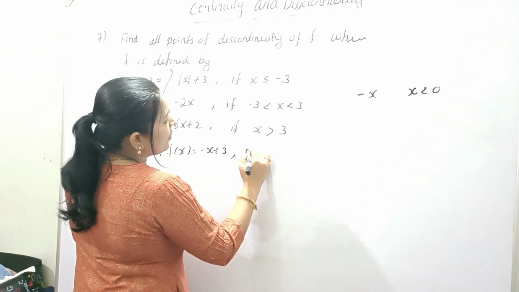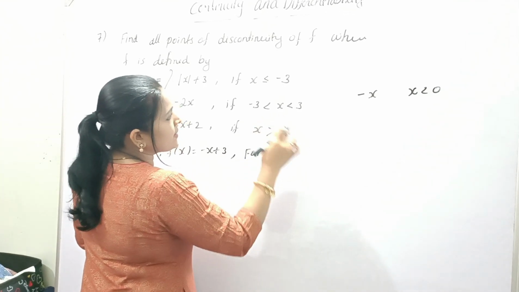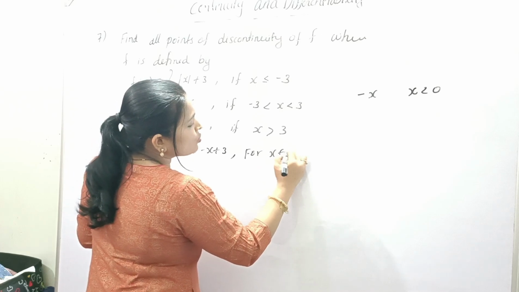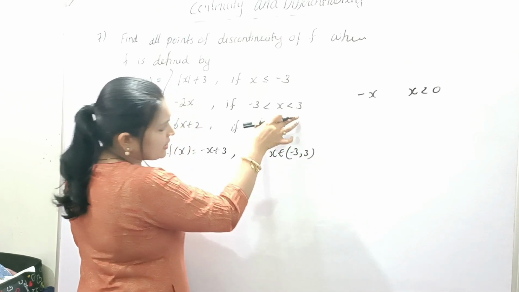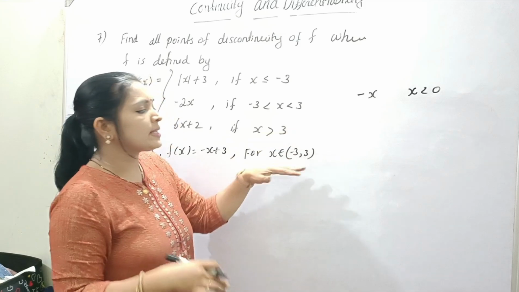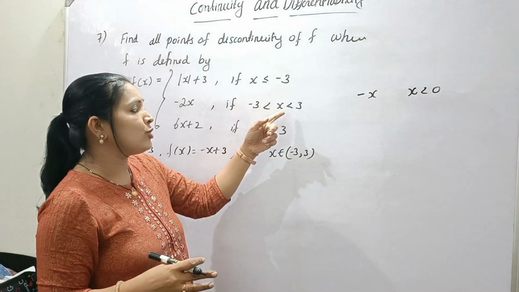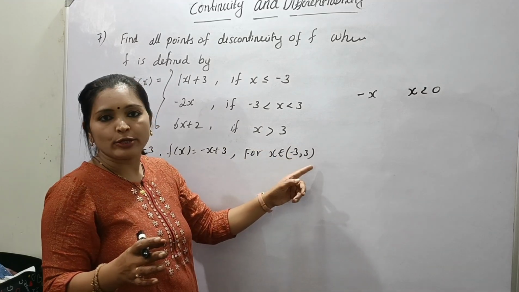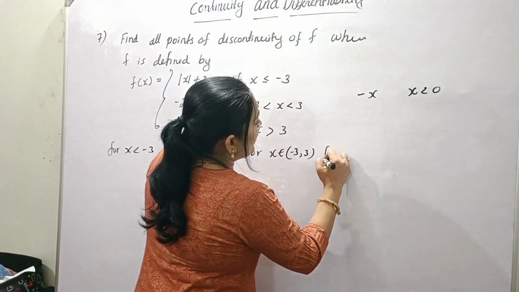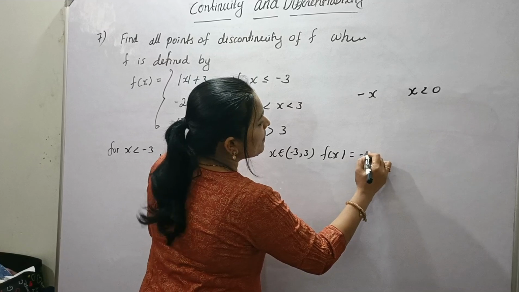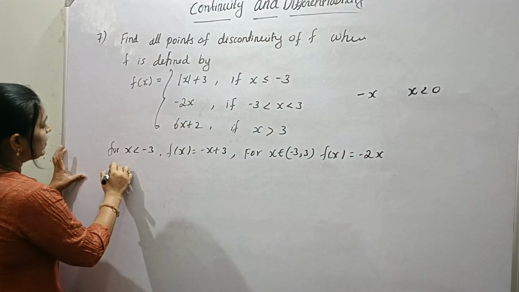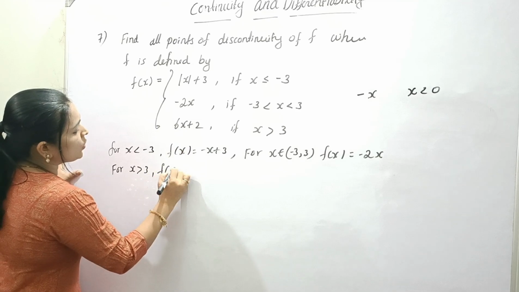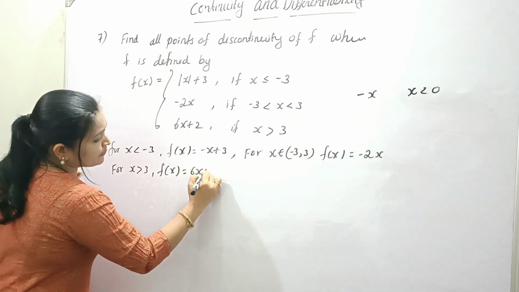And for minus 3 less than x less than 3, that is when x belongs to minus 3 to 3, x values between minus 3 and 3, that is nothing but the open interval minus 3 to 3. Right? So what is the function? F of x is equal to minus 2x. And for x greater than 3, function f of x is equal to 6x plus 2.